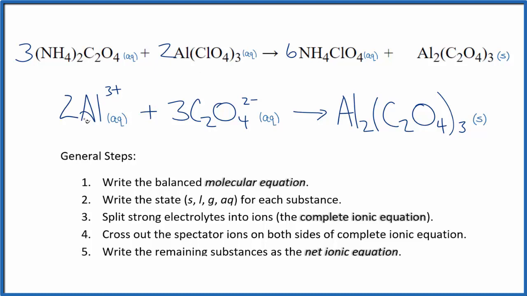You know, charge is conserved. 2 times 3 plus, that's 6 plus. 3 times 2 minus, 6 minus. That adds up to 0, net charge of 0. And then this is neutral, net charge of 0. Charge is conserved, and if you count the atoms up, they're balanced as well.